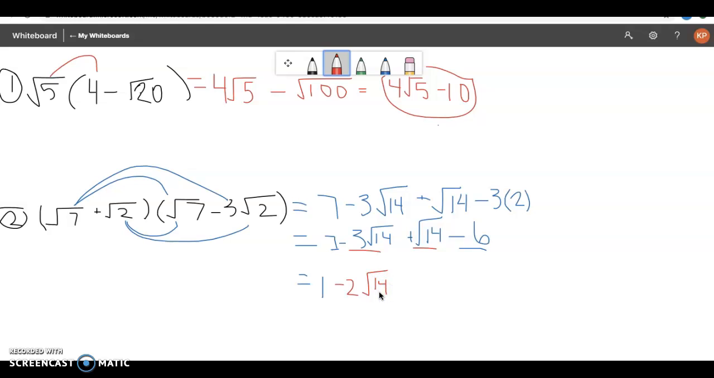Now, 14 is not a prime number, but if we think to simplify 14, are there any perfect squares that go into that? No, the only factors of 14 are 1 and 14, or 7 and 2. So this answer cannot be simplified any further, and you are done.